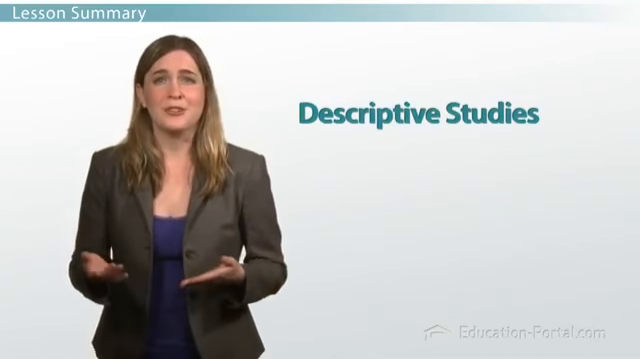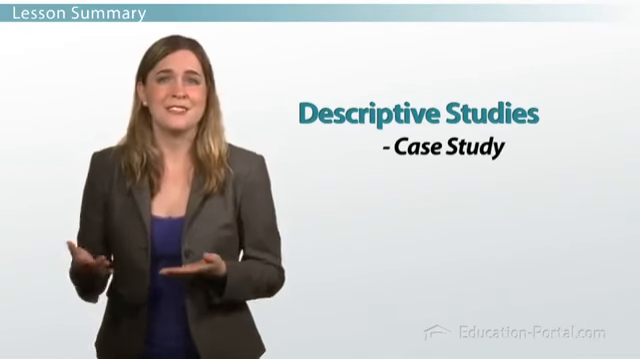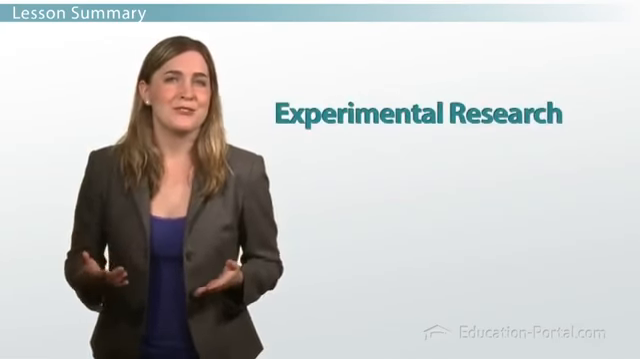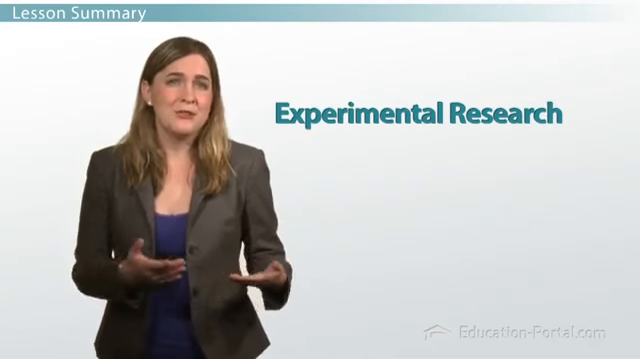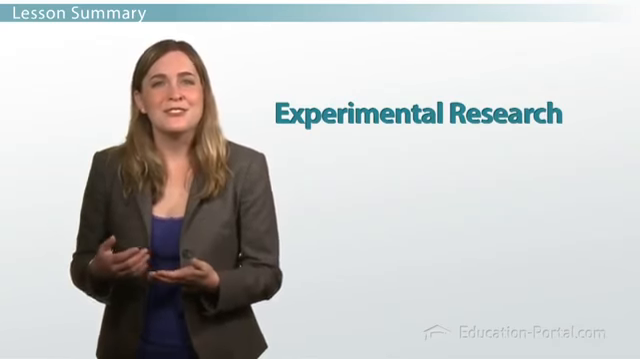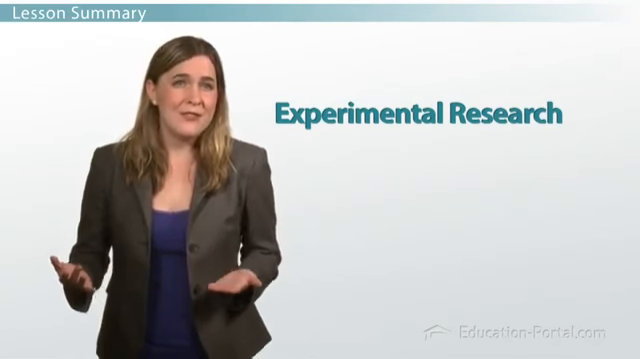Descriptive studies seek only to document. A case study like Phineas Gage is an example of this. Correlational studies try to establish a relationship between two variables, like parents' IQ and children's IQ, although correlation does not equal causation. Finally, experimental research looks to study causation, like with the example of stereotype threat and test performance, but it can't be used in every situation due to practical and ethical concerns.